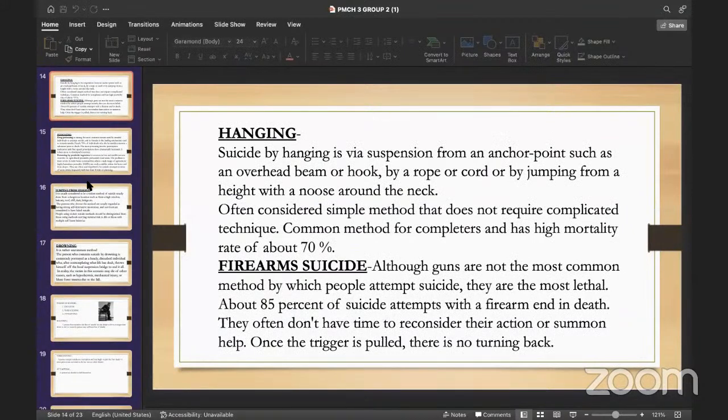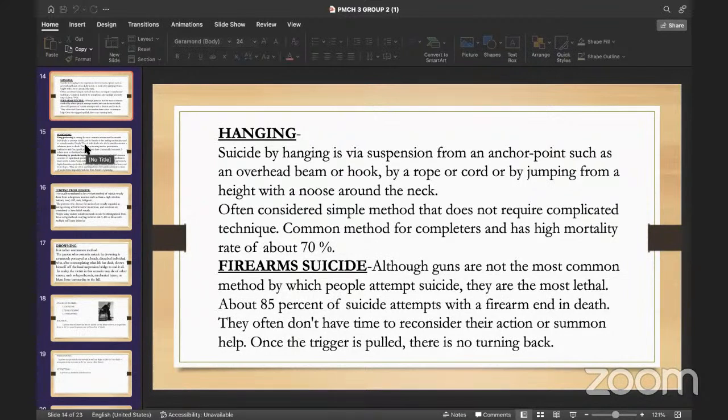Hanging. Suicide by hanging is by suspension from an anchor point, such as an overhead beam or hook, by a rope or cord, with a noose around the neck. Often considered a simple method that does not require complicated technique. Common among completers, it has a high mortality rate of about 70%.